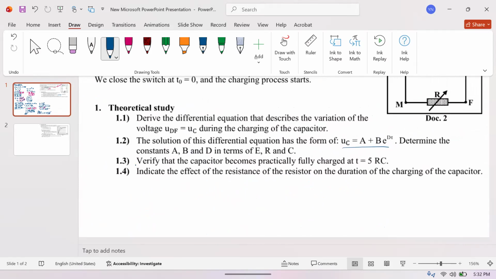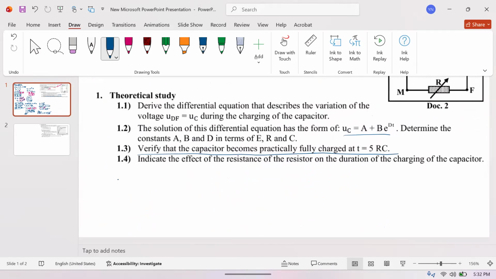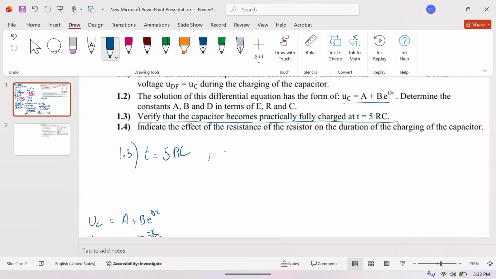Now, verify that the capacitor becomes practically fully charged at T equals 5 RC. Now, as I said before, the questions are obviously connected to each other. You have to think in steps. Okay, so they're telling you prove that when the time is replaced by 5 RC, then the capacitor should be fully charged. They're giving us a hint about the time. And they just asked us in the previous question about the solution. Let's benefit from that. You see it's equal to E minus E e to the minus T over RC.